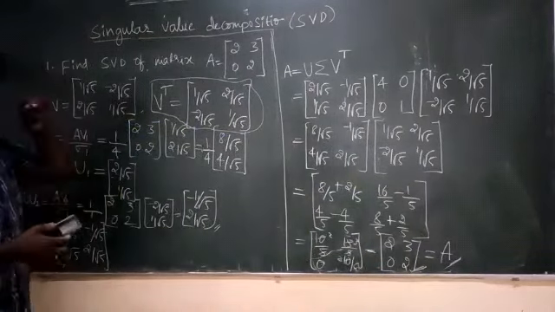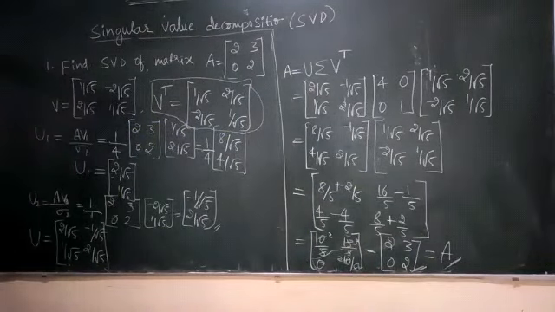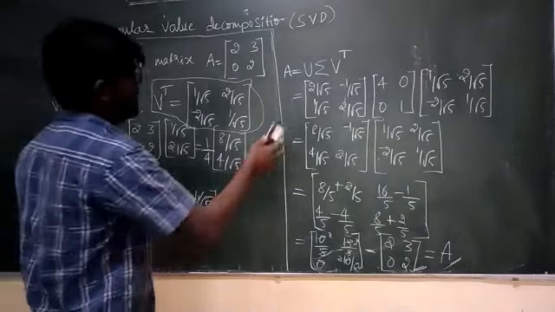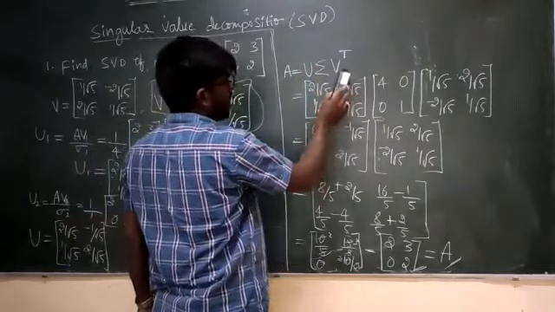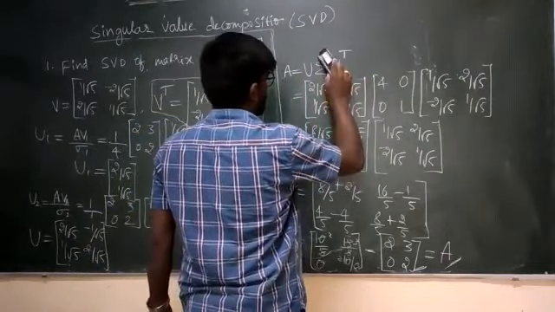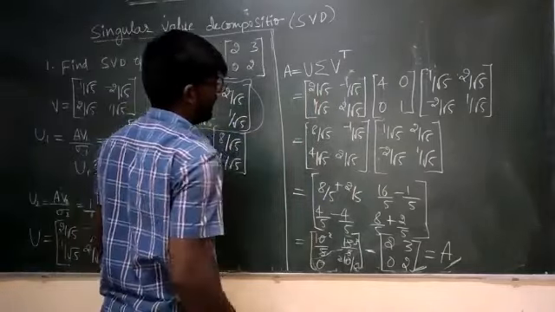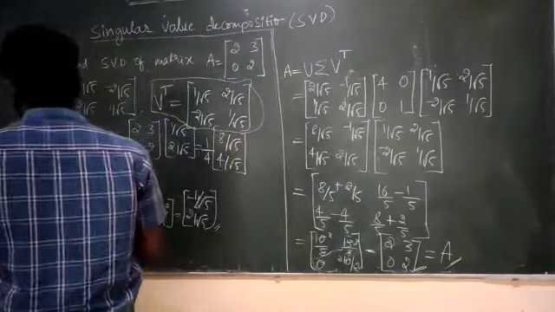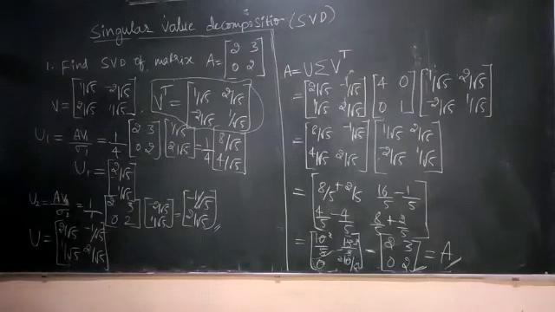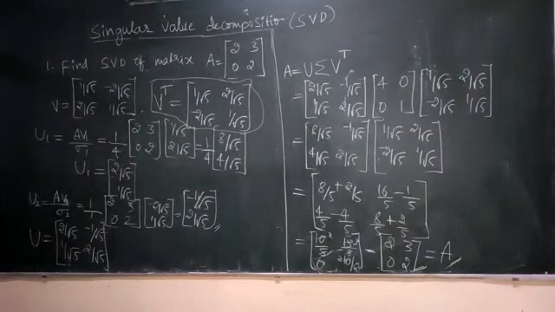Therefore, the given matrix A is singular value decomposed into three matrices. One matrix is U, the second matrix is V transpose, and the third matrix is the diagonal matrix. Here U and V are orthogonal matrices, and sigma is the diagonal matrix. Okay, understood? This is the singular value decomposition of a second order 2 matrix.